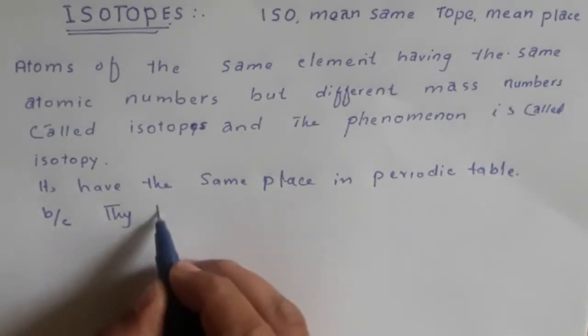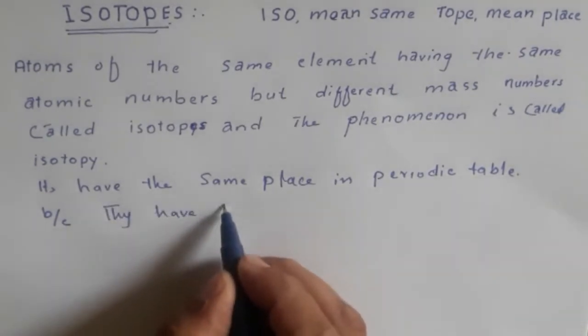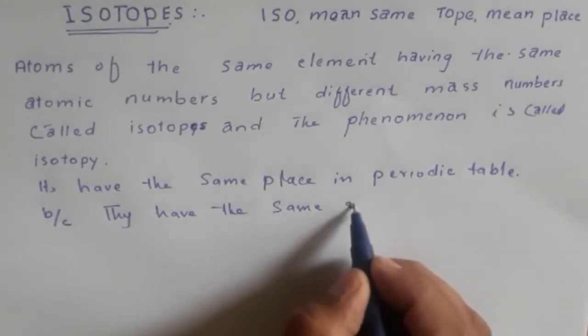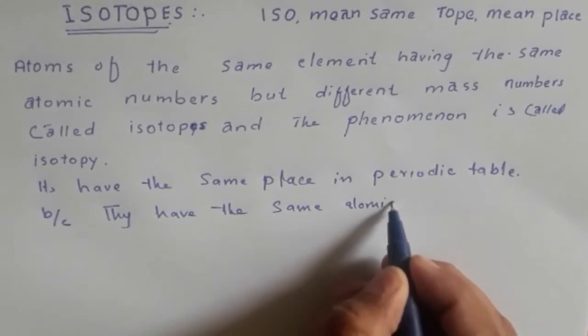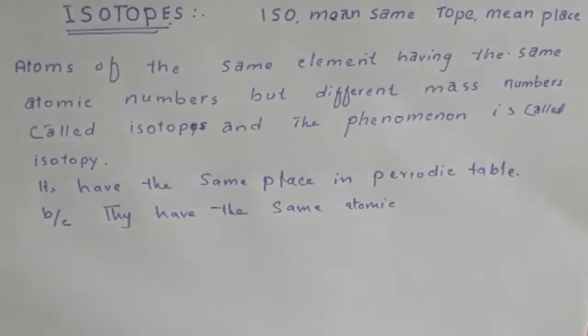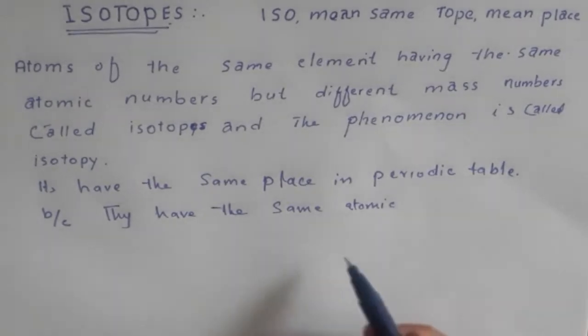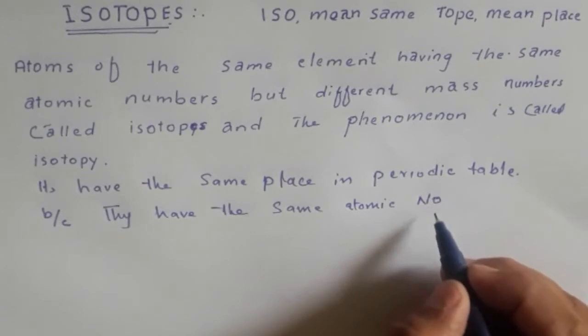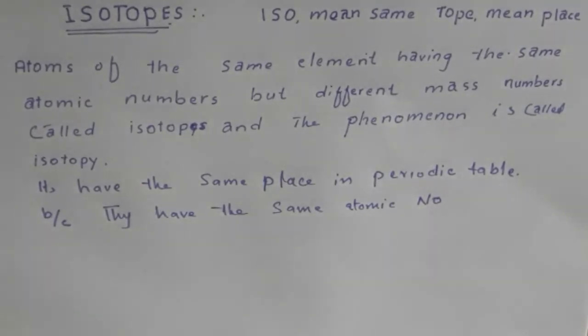isotopes have the same atomic number. What is the reason behind which they occupy the same place in the periodic table? Because they have the same atomic number. So when you have the same atomic number, they have the same place in the periodic table.